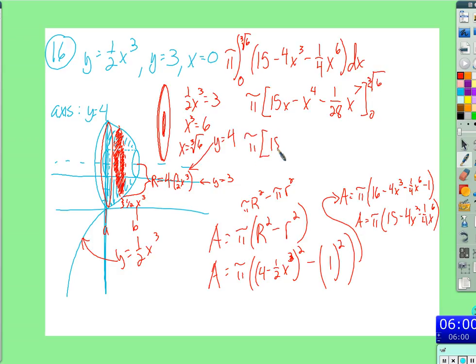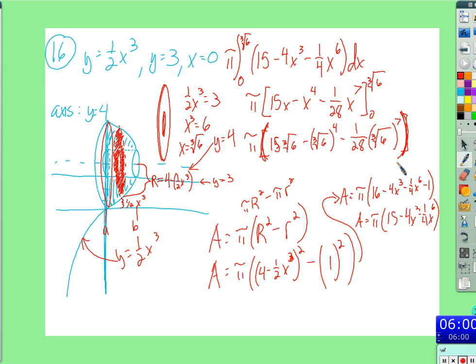5 times 15 times the 3rd root of 6, minus the 3rd root of 6 to the 4th, minus 1 over 28 times the 3rd root of 6 to the 7th. The zeros, you don't need square brackets anymore. Zeros, we plug in there, but make everything 0.